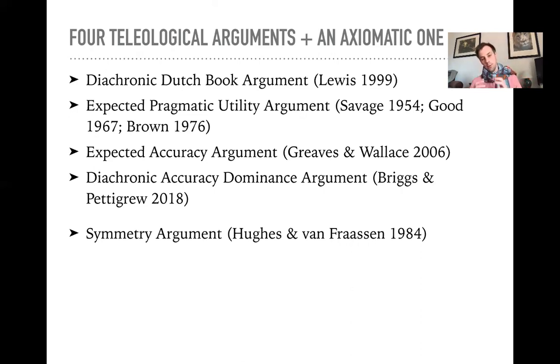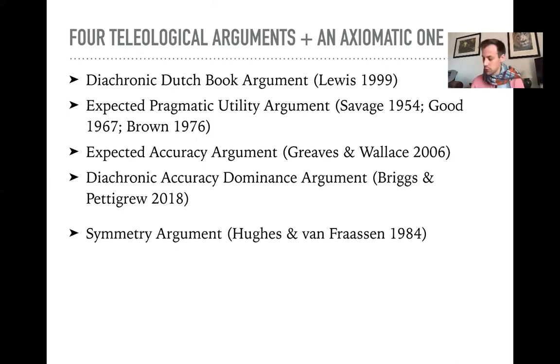On the other hand, the accuracy arguments, which come later, say the goal is not a pragmatic goal of guiding your actions, but a purely epistemic goal of somehow representing the world correctly. And so they have this different goal, and they show again that if you don't plan to update by conditionalization, then your credences will not achieve that goal particularly well.